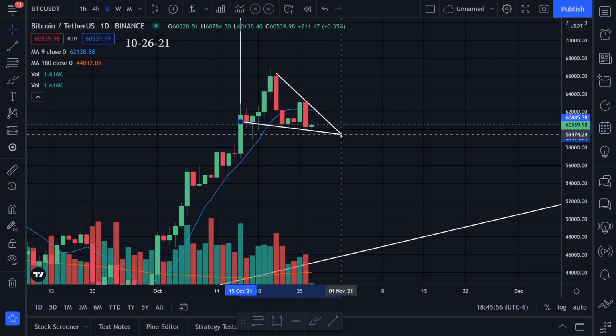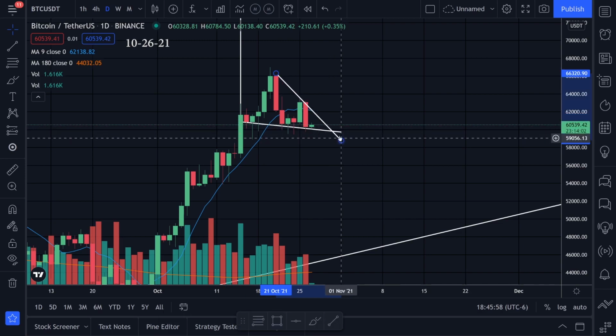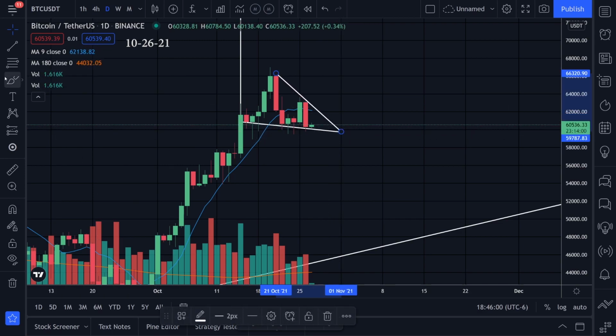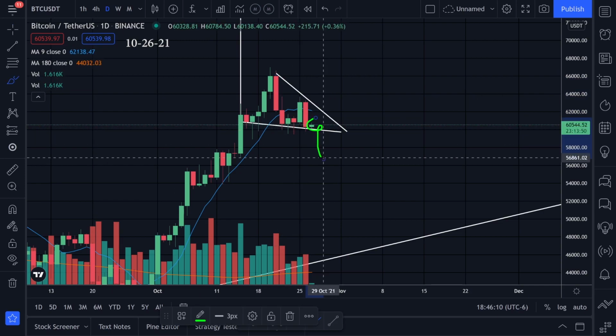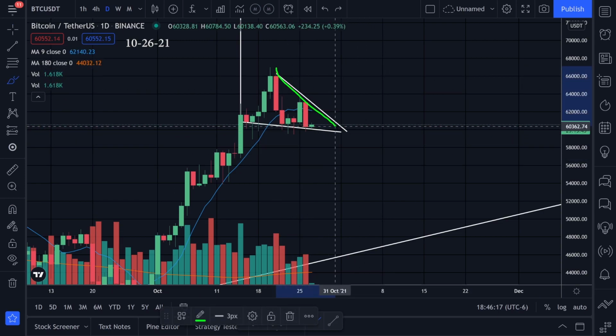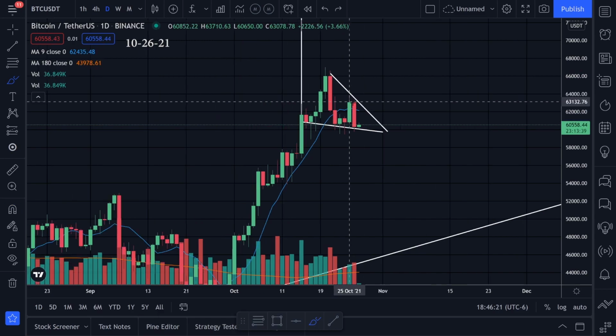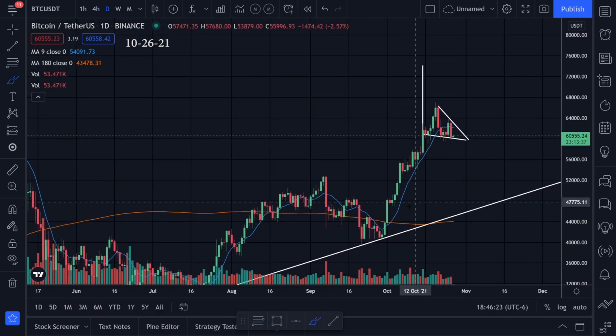Are we going to break to the upside or the downside of this pattern? Pretty much on the daily. If we see a big red candle, then we'll have a better idea. And if we break this line right here, then maybe that's a signal that we're heading back to the upside. This pattern looks pretty good too.